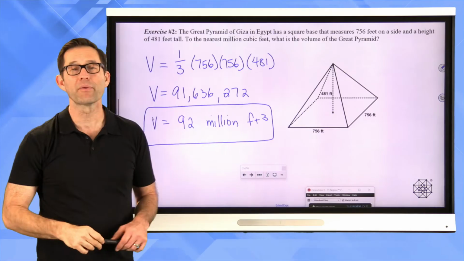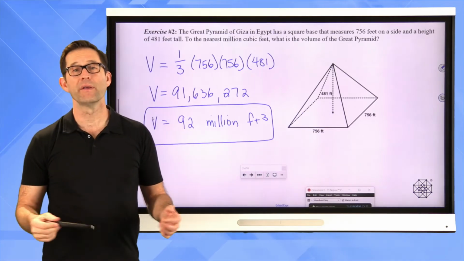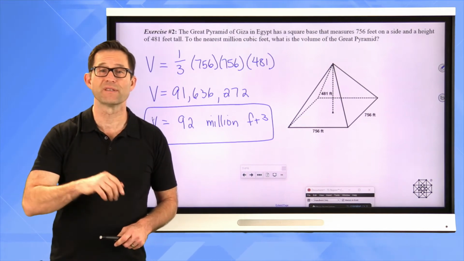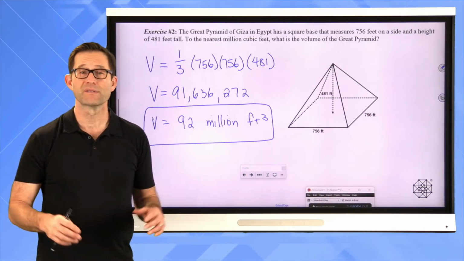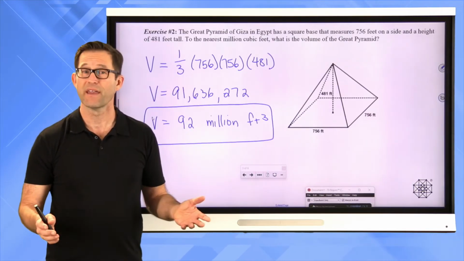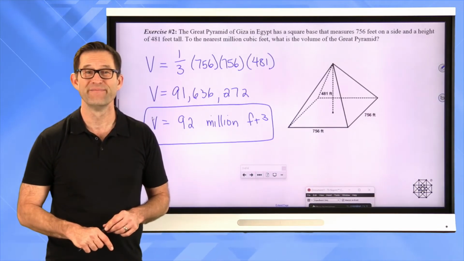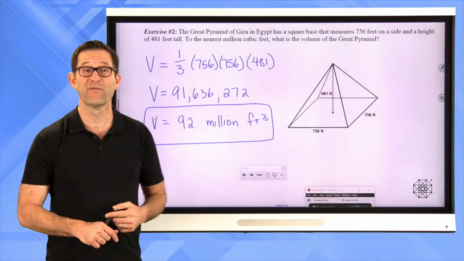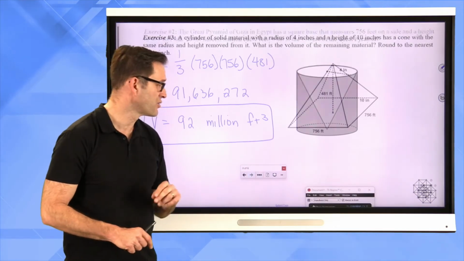Clearly, if we had a population of a country that was 91,636,272, and somebody said, hey, what's the approximate population of the country? And you said 92 million, that would be pretty darn accurate, right? Big volume, big volume. Would not want to try to move that thing.